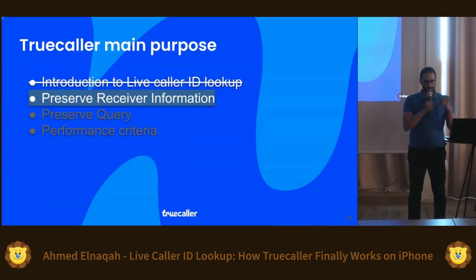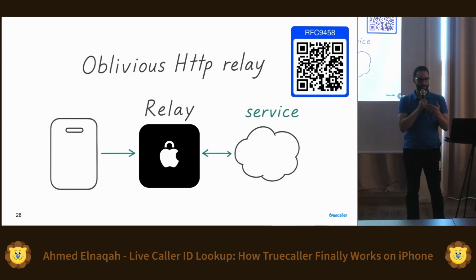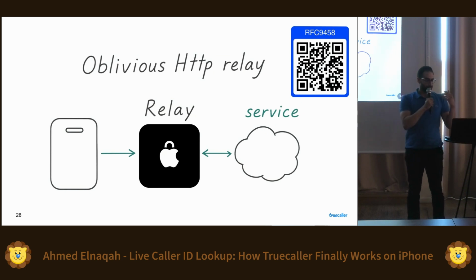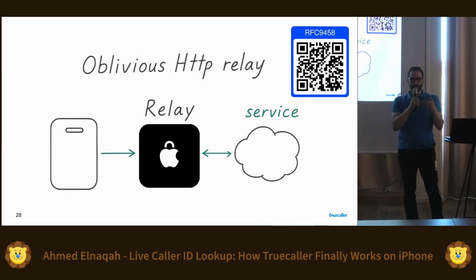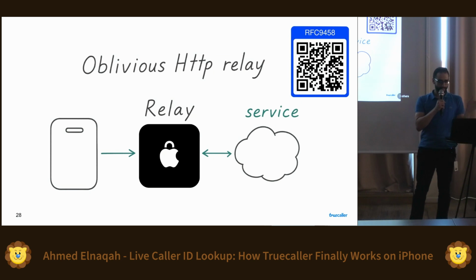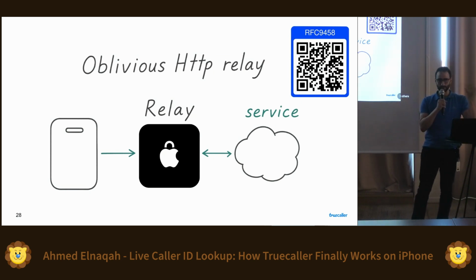So let's first talk about how to preserve the receiver information, the one who's receiving the call. Basically, Apple will put an app relay between us and the clients. So the device will communicate with an app relay, and then the relay will communicate with our service. They are using a protocol called Oblivious HTTP Relay. What it does is mask all the information from the request, like the IP address, where it's coming from, any information that can identify the user, even the authentication headers. So it doesn't show us anything in our service. All we know is we communicate with the app relay, and the app relay communicates with the device.